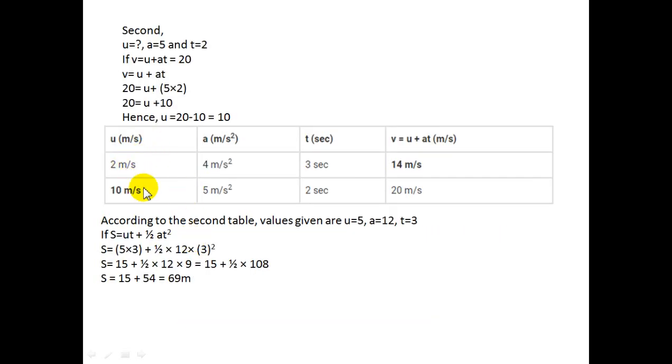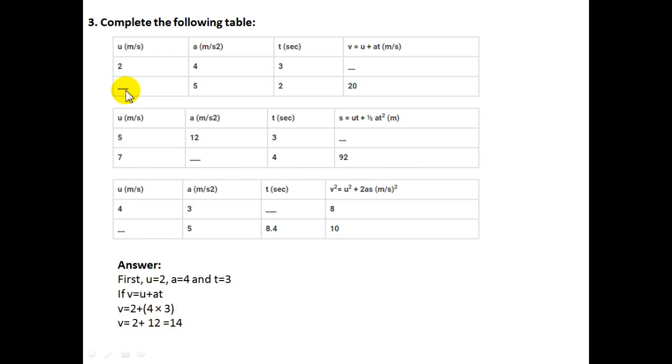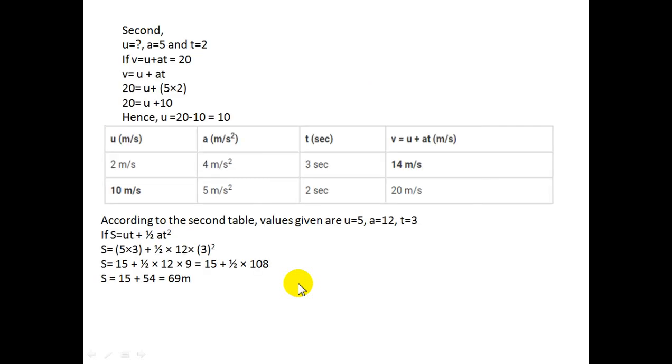In the second question, what happened? u is not given, while a is given, t is given, and v is also given. So when you put in all the values, you can find everything. All the equations are already solved. You can go through this and you will find the same answer. If you find any problem, let me know, and then I will explain to you.